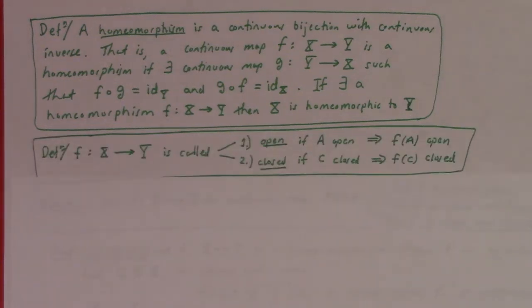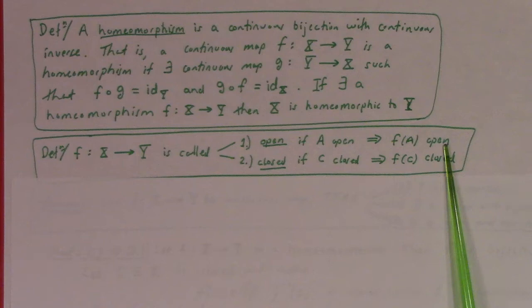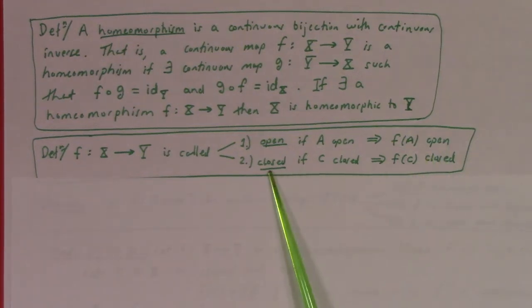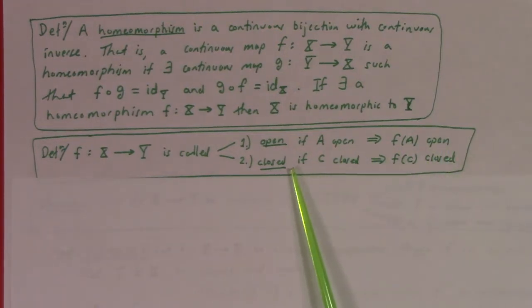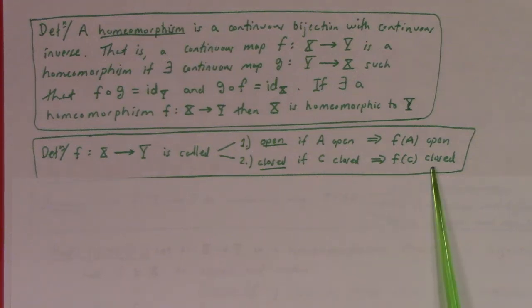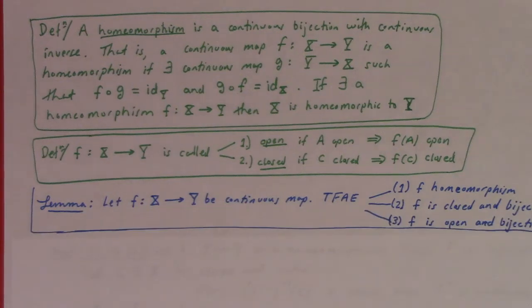let me continue on here. A function f is called open if it maps open sets to open sets. Notice that this is a forward image, so we're automatically guaranteed that the inverse image of open is open for a continuous map, but we are not guaranteed that the image of open is open for a continuous map, actually. A closed map maps closed sets to closed sets. Again, for a continuous map, we're guaranteed the inverse image of closed is closed, but we're not guaranteed that the forward image of closed is closed. And that is for a reason.